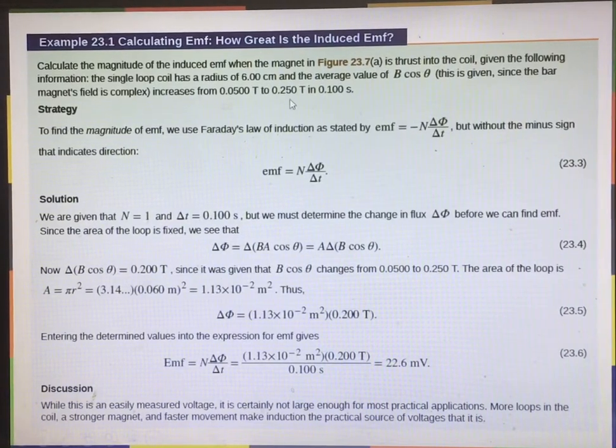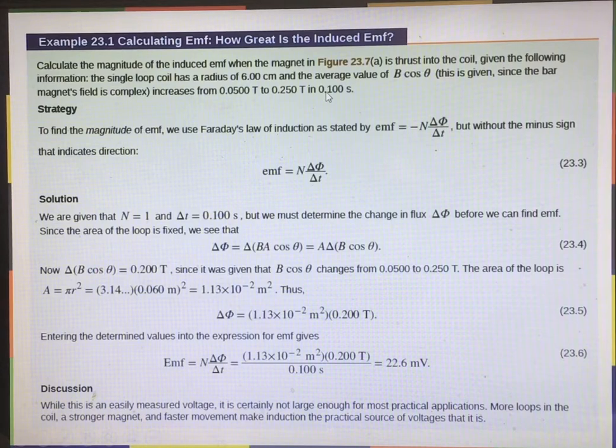So in this example, the magnetic field is not constant, but it's changing. It goes from 0.05 to 0.25 Teslas in 0.10 second. Now I want to use this equation here to calculate the induced electromotive force. So n equals 1 because there is just one coil. And then we know what the change in time is, 0.1 second. So I can use that information.